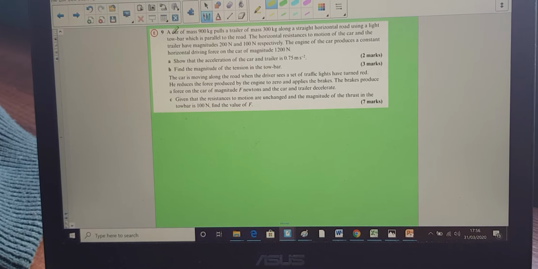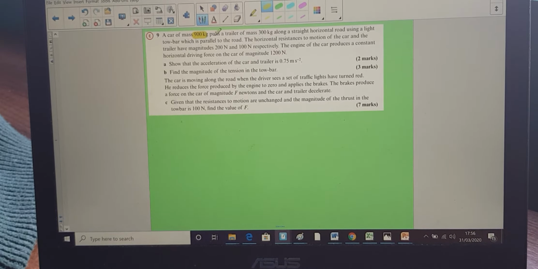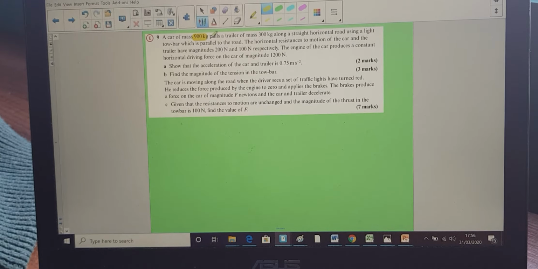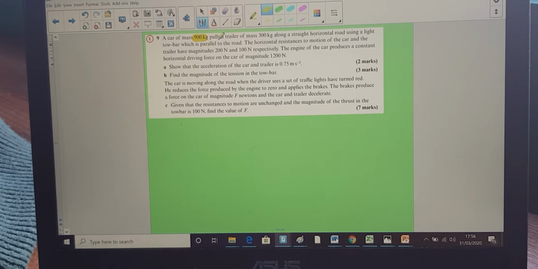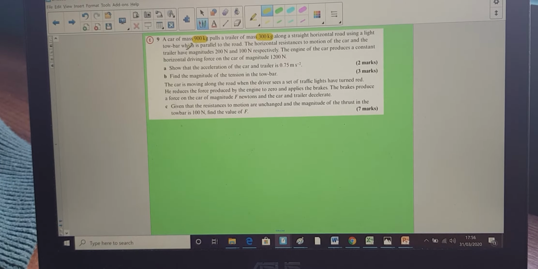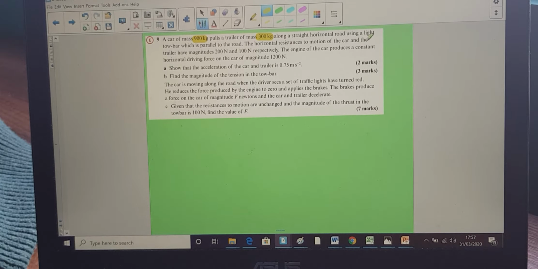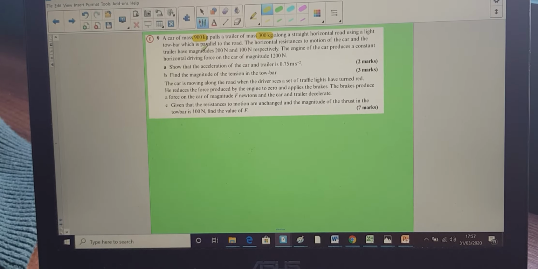Okay, a car of mass 900 kilograms pulls a trailer. And because it says pulls, I'm thinking there's going to be something with tension in it. Of mass 300 kilograms along a straight horizontal road. Okay, so it's just going to be straight, it's not an incline. Using a light tow bar. I don't need to worry about the mass of the tow bar if it's light, which is parallel to the road.